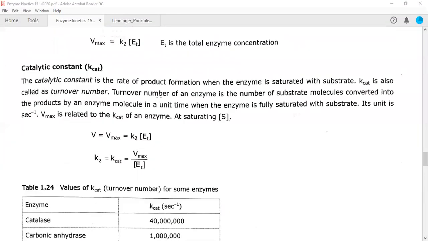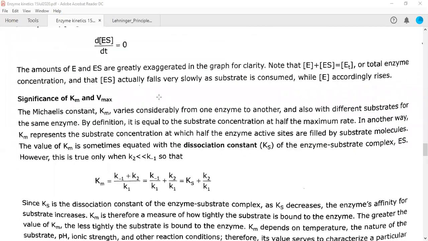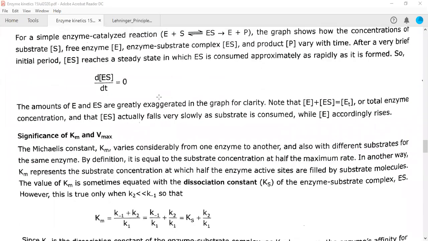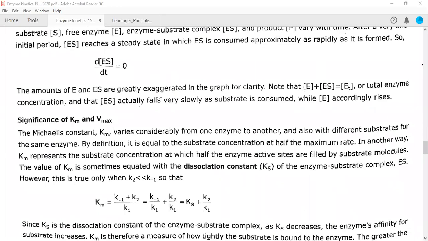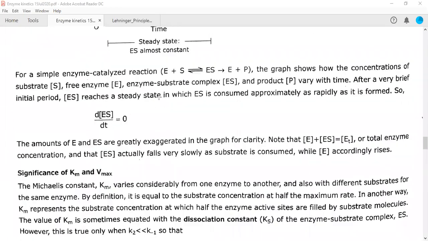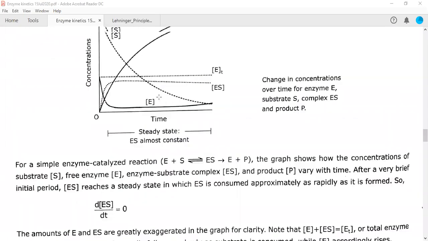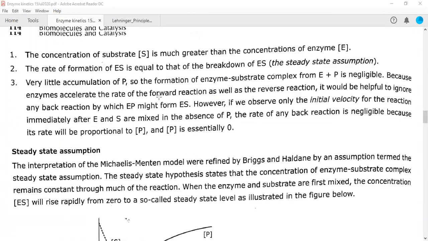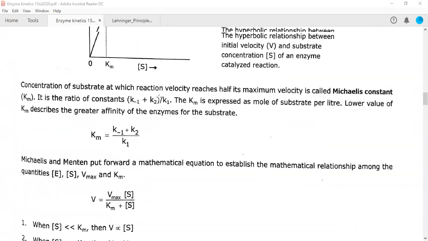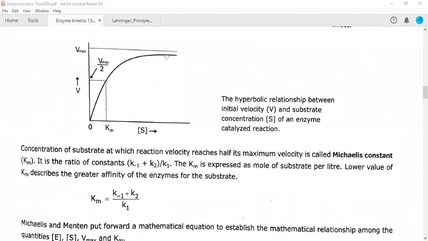So in today's class, we have discussed the pre-steady state and steady state. There are some assumptions. There is the derivation of the Michaelis-Menten equation, and this curve. What this curve is showing is actually two things. One is the initial part, which is first order rate kinetics, whereas the second part is showing zero order rate kinetics. So all this we have discussed in today's class.